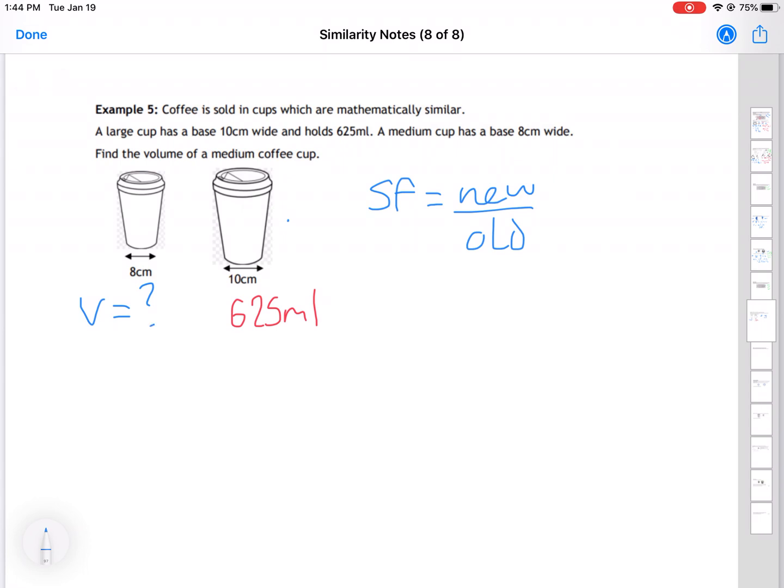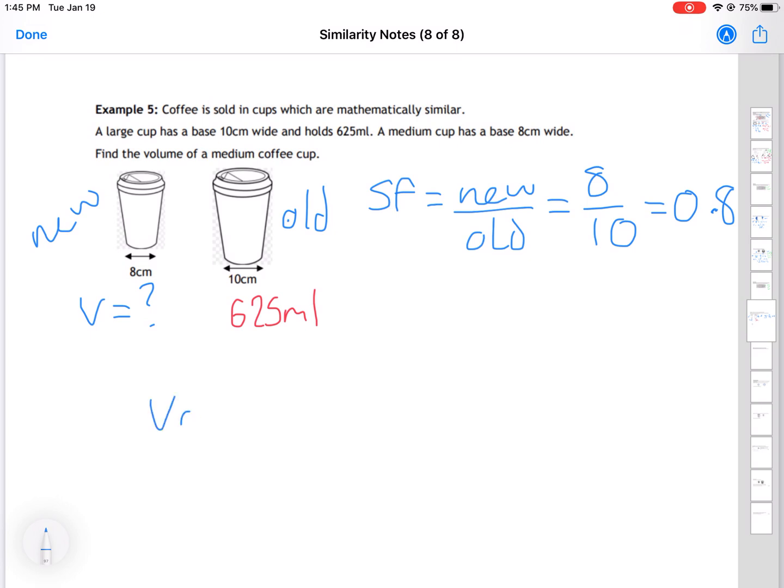We don't know that volume there. The one we don't know is new, so the new one's on the left here, and the old one is the larger one. So we're looking for the lengths of both of these cups, and it is new, which is 8, over old, which is 10. If we change that to decimal, it's a lot easier to put into our calculator. So we'll make that 0.8.